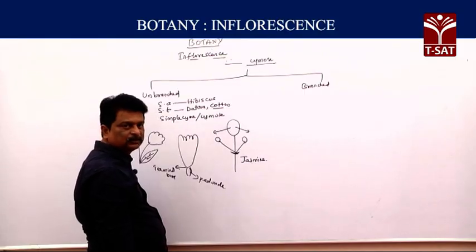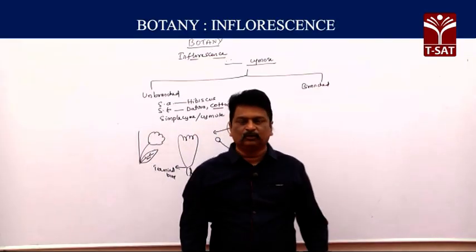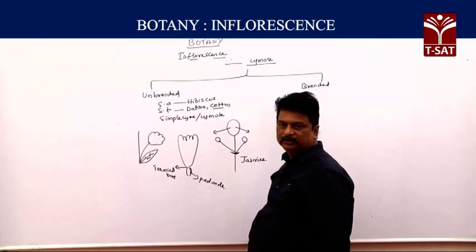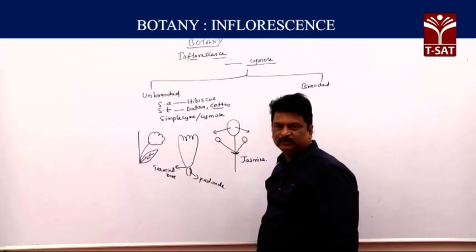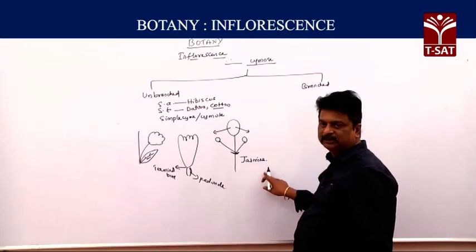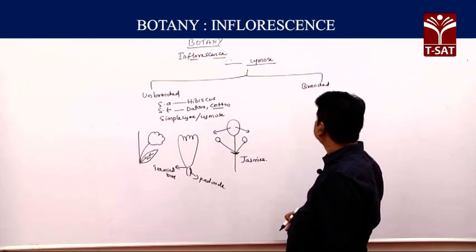In jasmine, the subaerial stem modification is stolons. And bougainvillea, actually simple cyme, is a thorny climber, and in bougainvillea, bracts are modified into petals, called petaloid bracts. These are about unbranched cymes.